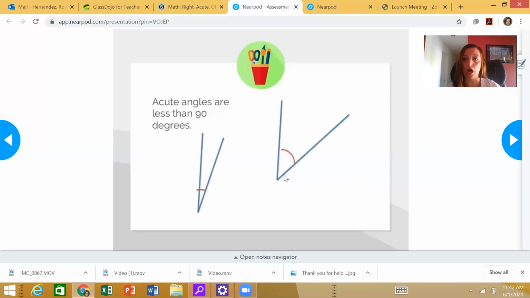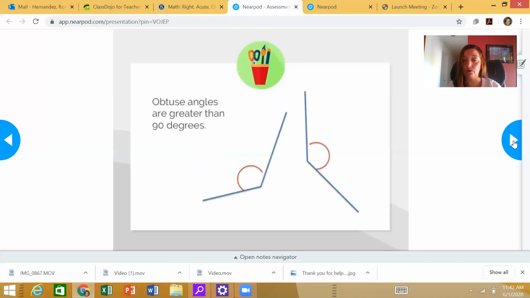Acute angles are less than 90 degrees. So if it's smaller than a square corner, then it is an acute angle. I always remember it by thinking, oh, it's so cute because they're small. Okay, so acute angles are small angles, smaller than 90 degrees. Obtuse angles are greater than 90 degrees. So that means that it's bigger than a square corner. See how they are big here? That is an obtuse angle.